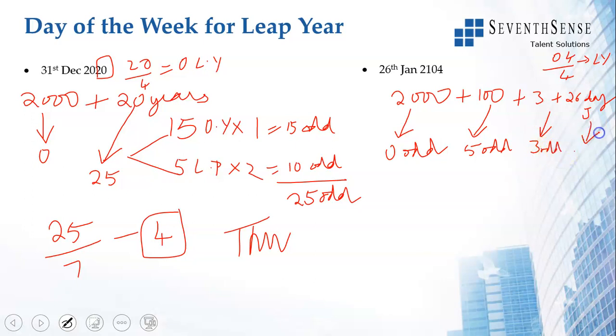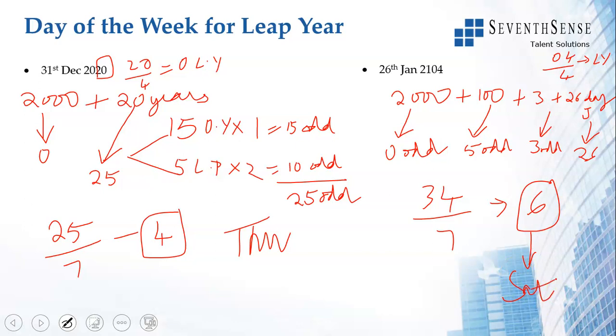I add 26 of Jan. So 26 plus 3, 29 plus 5, 34. 34 divided by 7 gives me 6 as the remainder. So 6 corresponds to a Saturday. So I have this particular year.